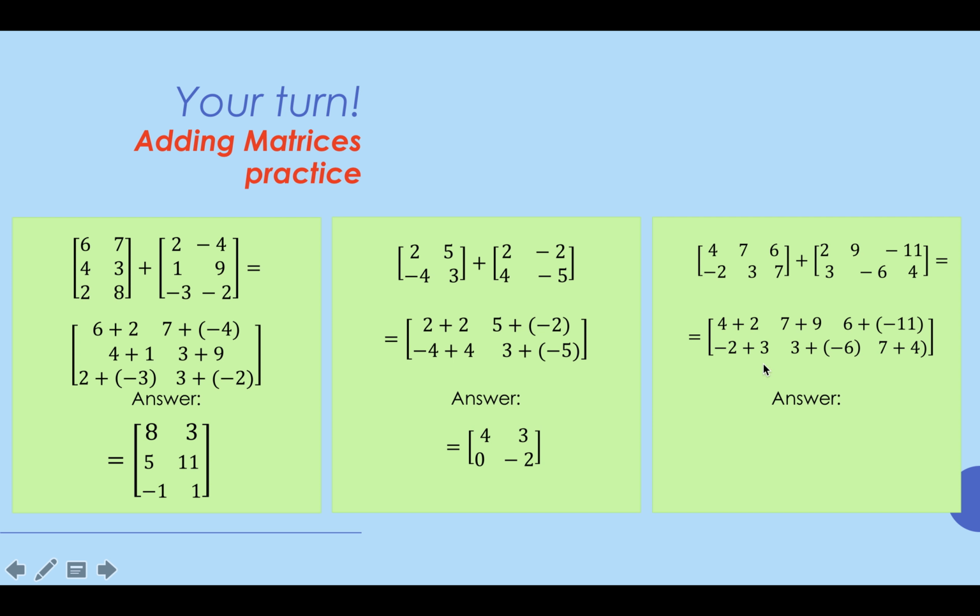So anyways, 4 plus 2 will be 6, then 7 plus 9 is 16, 6 minus 11 will be -5. And then -2 plus 3 will be 1, 3 plus a -6 is -3, and 7 plus 4 is 11. So, yes, just as I thought.